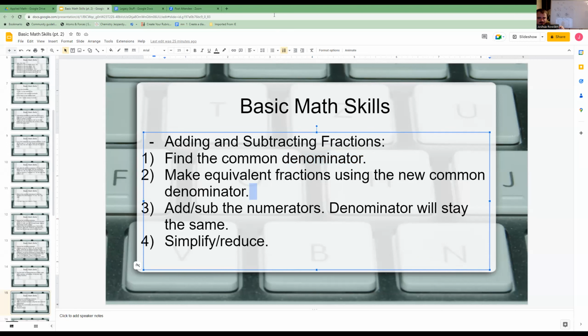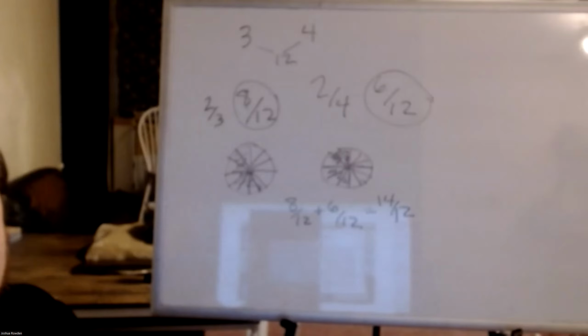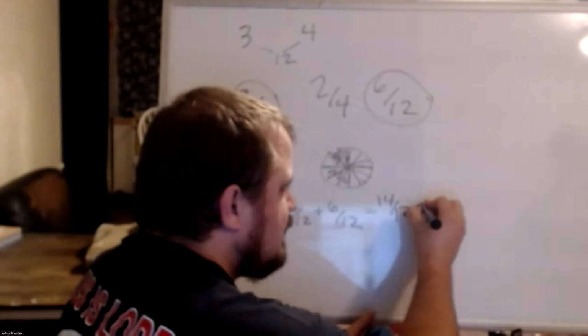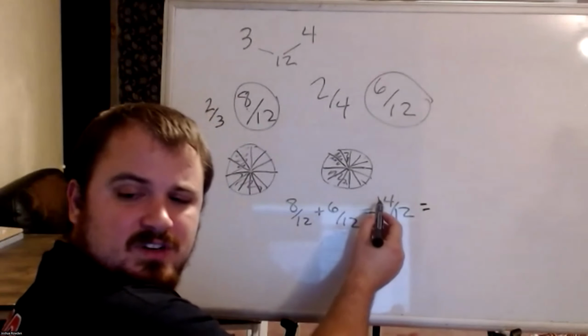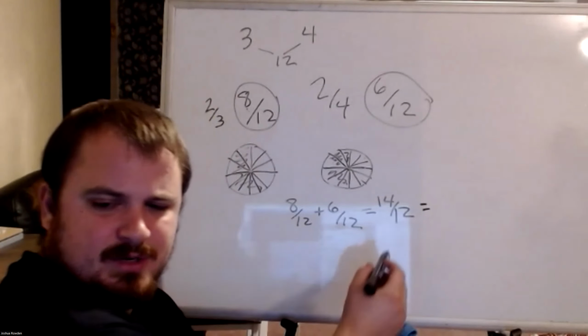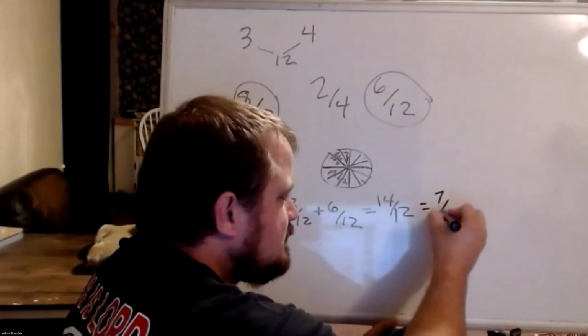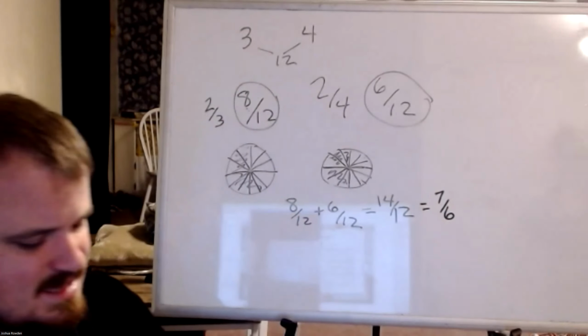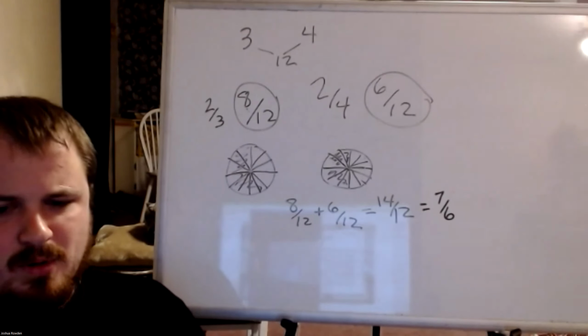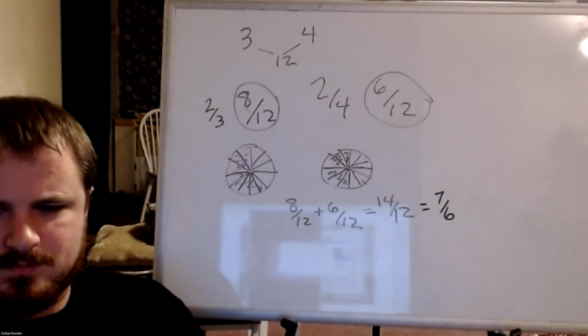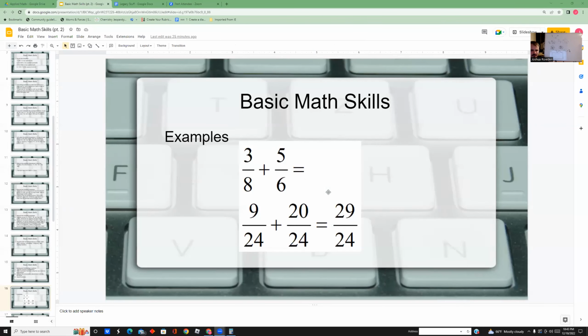So in this example, the one thing I didn't do here when I end up with 14 over 12 is I didn't reduce this. Divide 14 by 2 and it's 7, divide 12 by 2 and it's 6. So I can reduce that to 7 over 6. Okay, so that's the process we're going to go through. So let's look at some examples here. So let's do 3 over 8 plus 5 over 6.